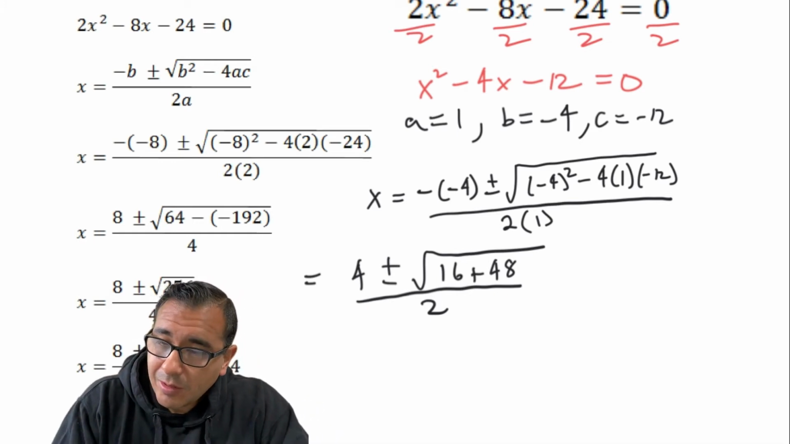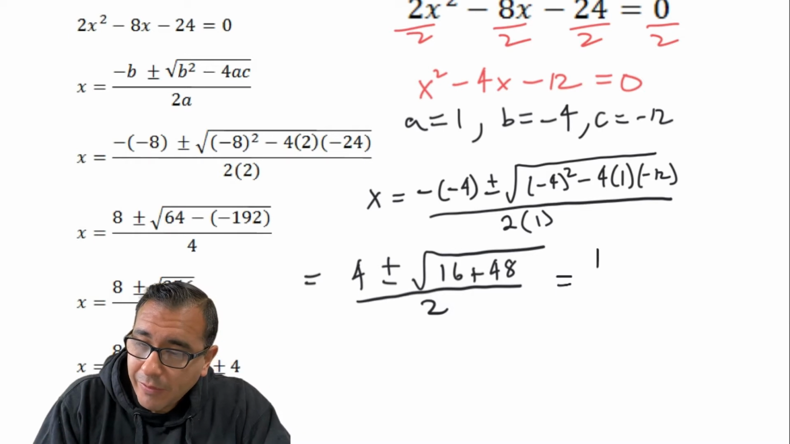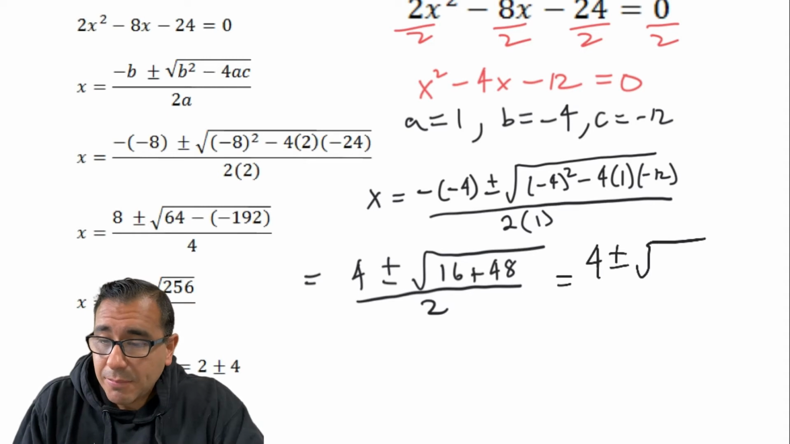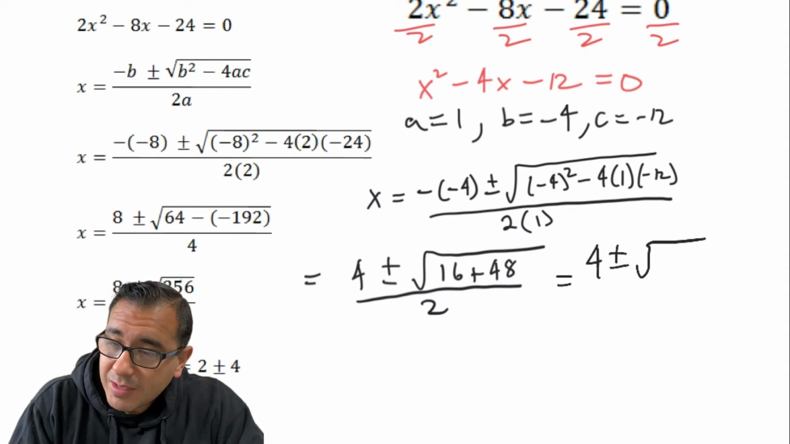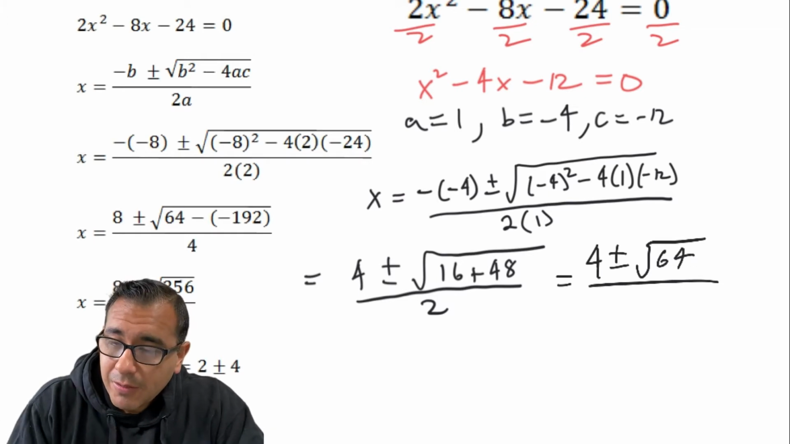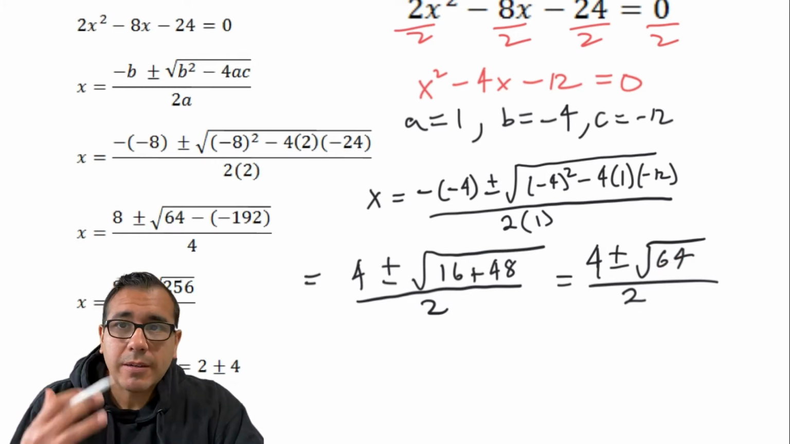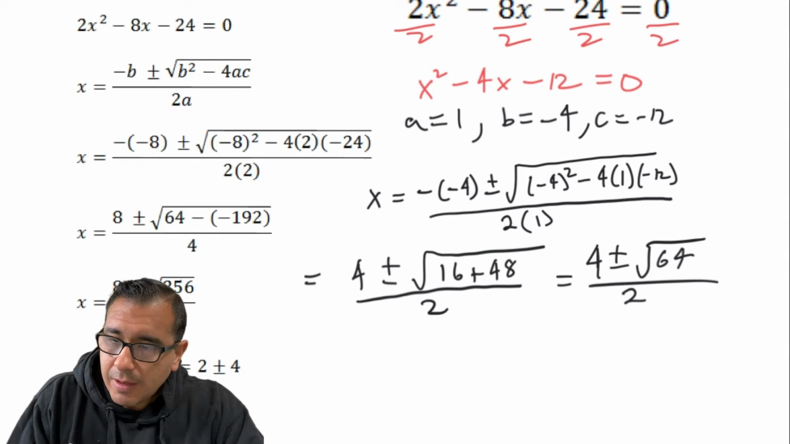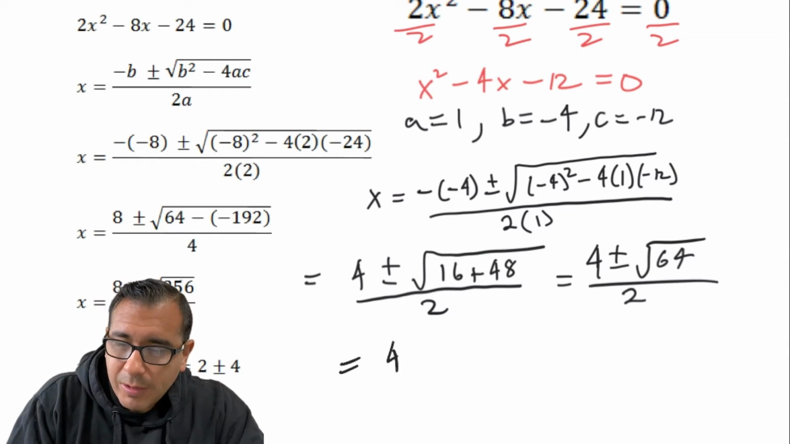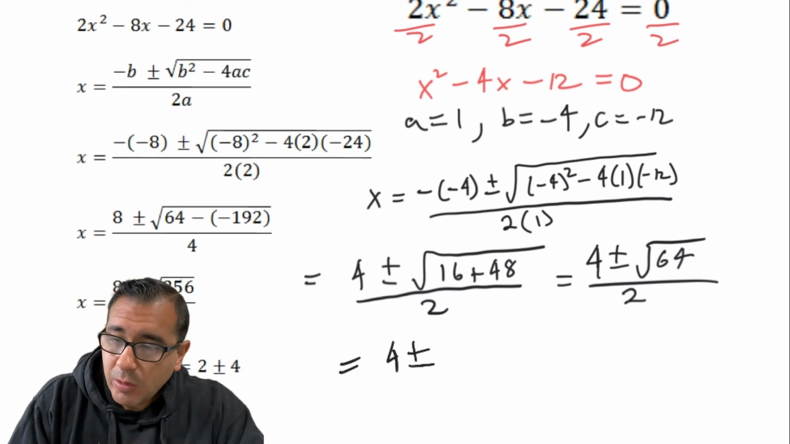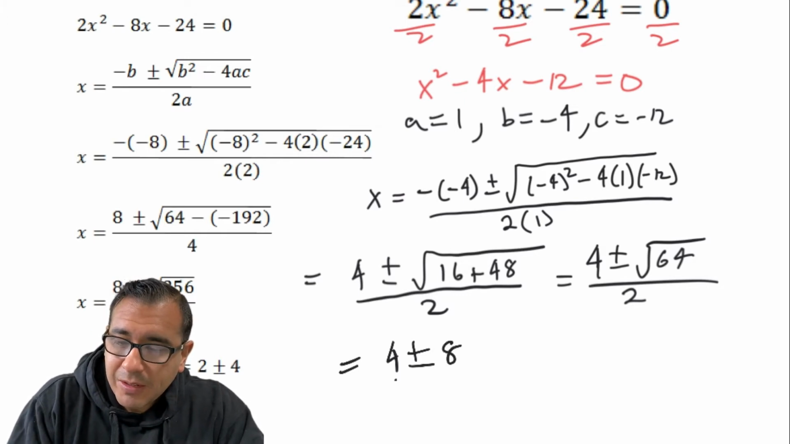All right, so let's go ahead and simplify this more. We get 4 plus or minus the square root of 16 plus 48, which leaves us with 64, which is perfect because I know the square root of 64, divided by 2. We'll look at another example of what happens when this is not a perfect square. It's not too hard, it just takes more resources. We need to make sure we understand how to reduce radicals, and we'll look at that. The square root of 64 is 8, and divided by 2.